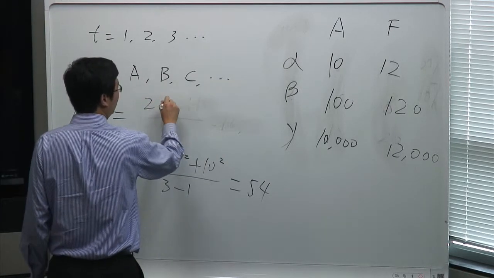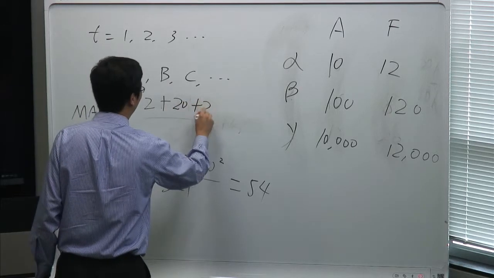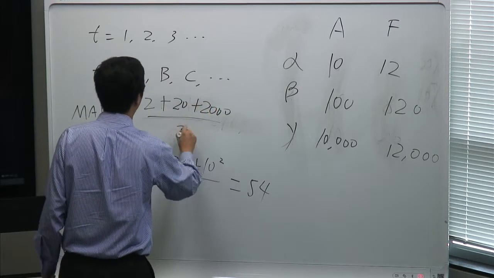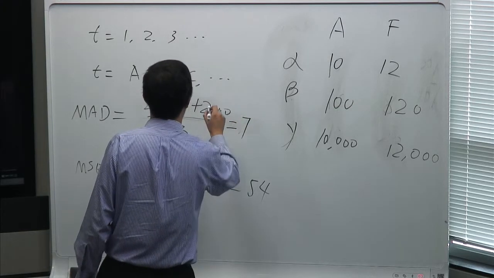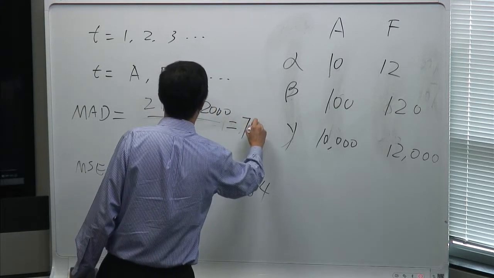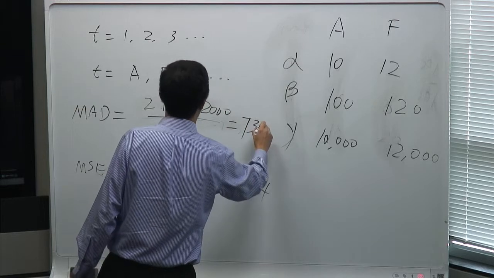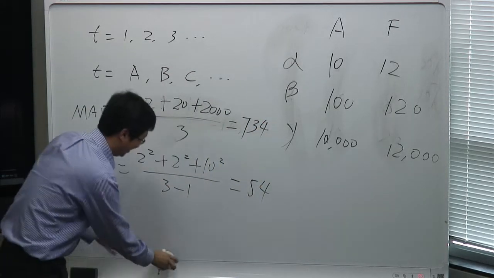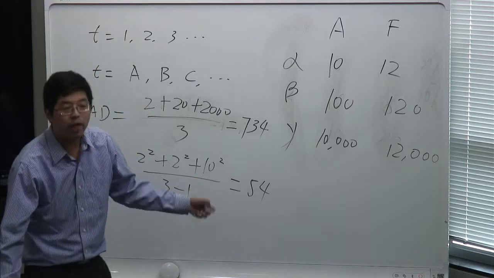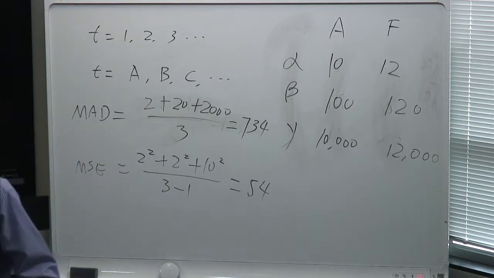It's 2 plus 20 plus 2,000 divided by 3. So it's 734, something like that. Maybe I'm wrong, but anyway. So, can you tell anything about that? 734 MAD? You can't tell.